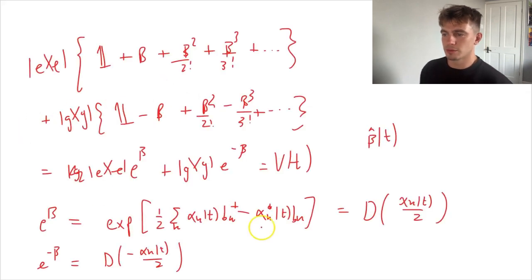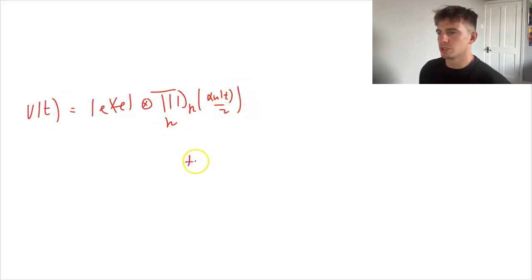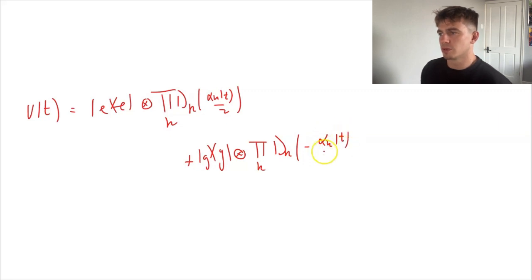There's one thing I've forgotten here. So this sum over k, because all of the different modes commute with each other, ends up becoming a product here. So we've got EE tensor the product of displaced mode k by amount alpha k of t over 2, plus GG tensor the product of all the displacement operators by minus alpha k of t over 2. So what's happening is we're going to displace each mode of the bath by either alpha k of t over 2 or minus alpha k of t over 2, depending on the state of the system.